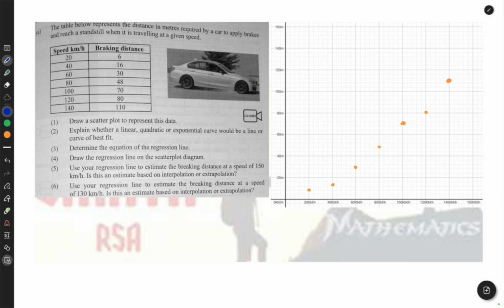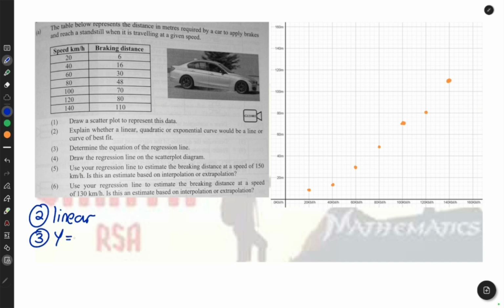Okay, this looks pretty straight to me. I can take a ruler and draw it through almost all the dots. So I think if this experiment goes further to about 300 kilometers per hour, then it will definitely be an exponential curve. But for now, this is just a straight line. Question 3, determine the equation of the regression line. So y is equal to a plus bx.